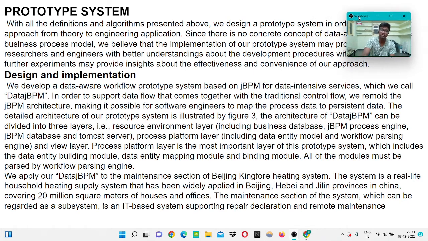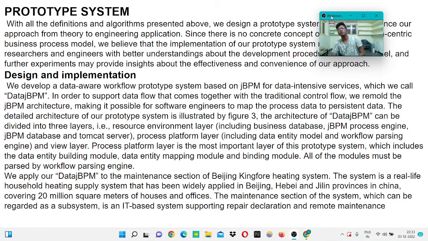We develop a data-aware workflow prototype system based on JVPM for data-intensive services, which we call Data JVPM. In order to support data flow that comes together with a traditional control flow, we remove the DPPM, making it possible for operators to map the process data to persistent data. The detailed architecture of the prototype system is illustrated in Figure 3.